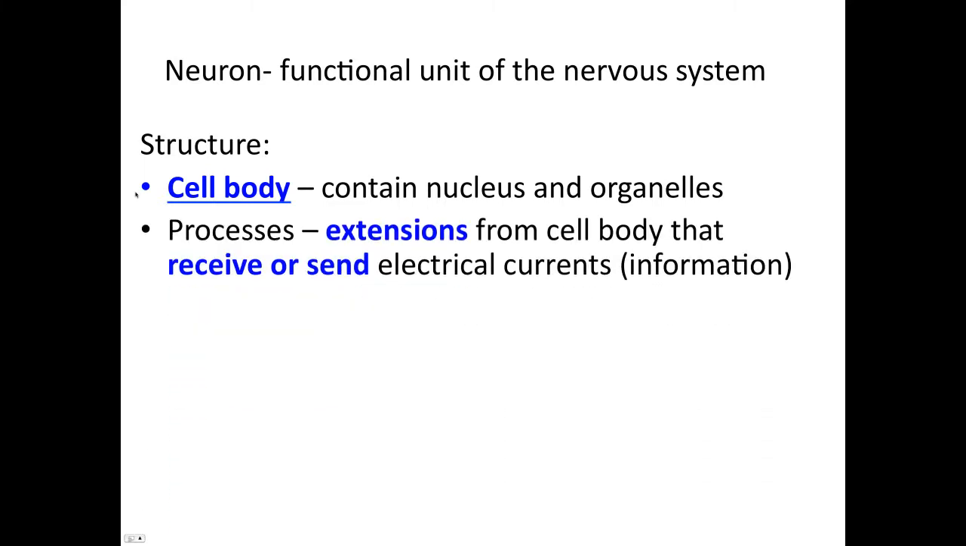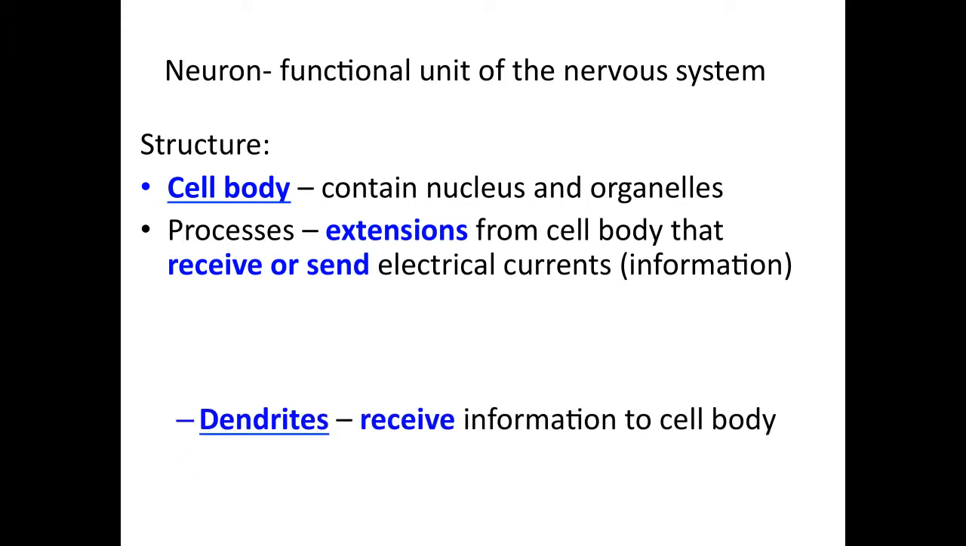What makes a neuron different from other cells is that it has processes or extensions from the cell body. So it's basically like little fingers coming off of a cell. And these are going to receive or send electrical currents. So remember, we're talking about the nervous system here. The information is going to be sent through electrical currents.